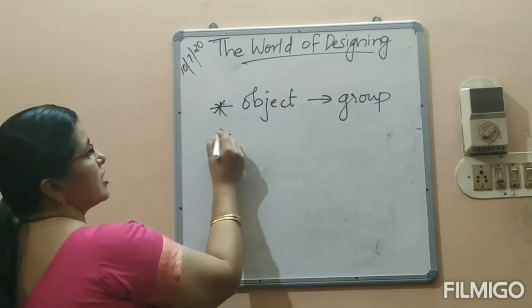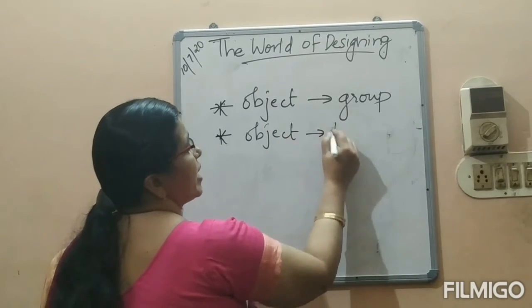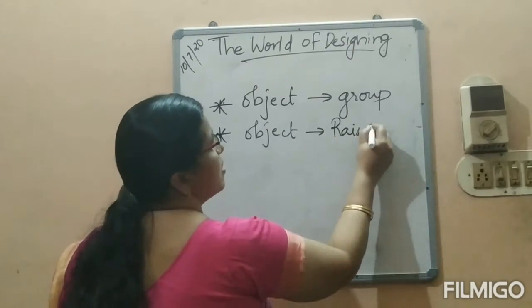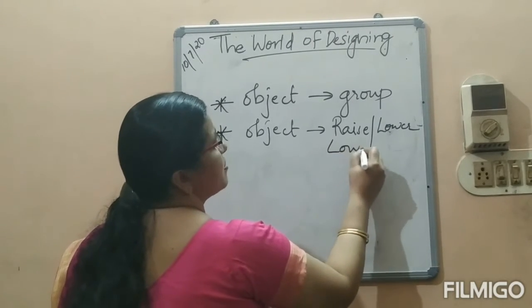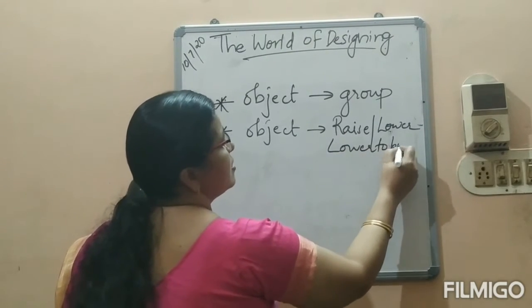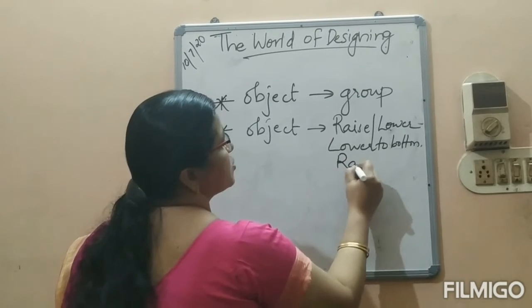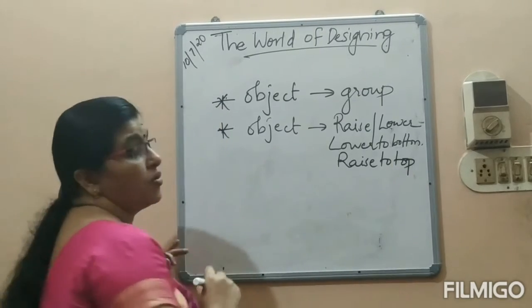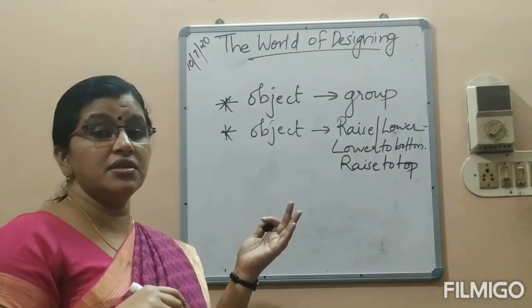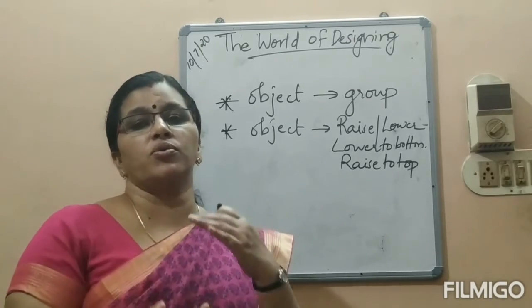Another option we learned is object raise, lower to bottom, raise to top. What is the use of these options? To move an object above or below another object.